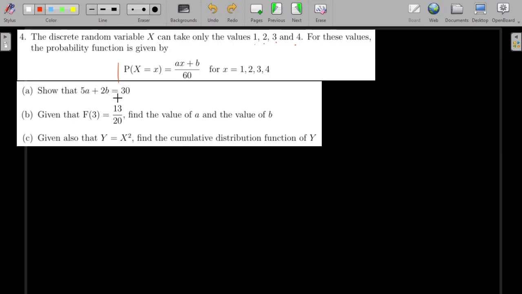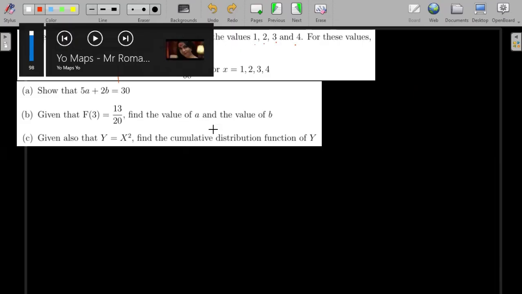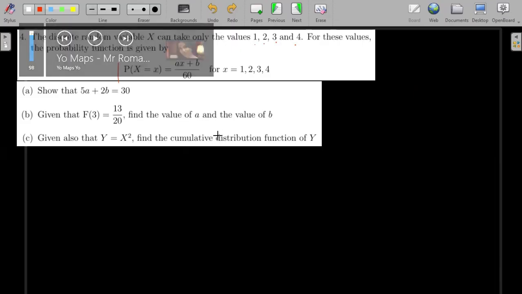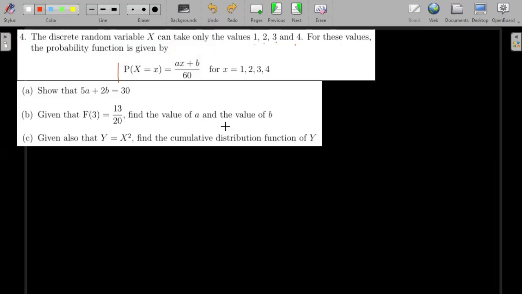So how are we going to do this? Remember that the summation of all the probabilities will always give you what? 1. So that's how we're going to find it. The summation of the probabilities for all these random variables here should be 1.